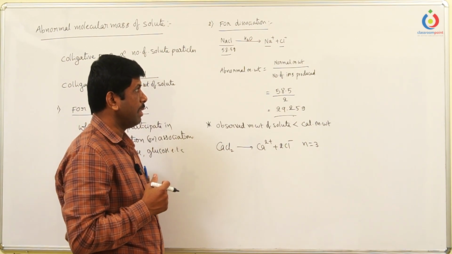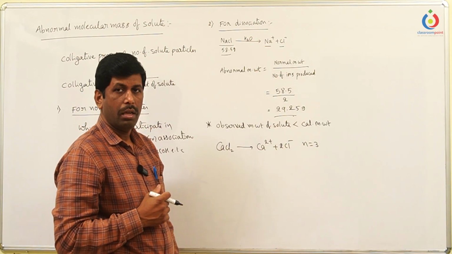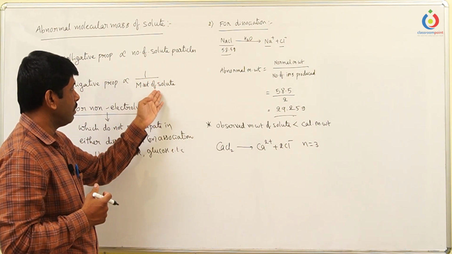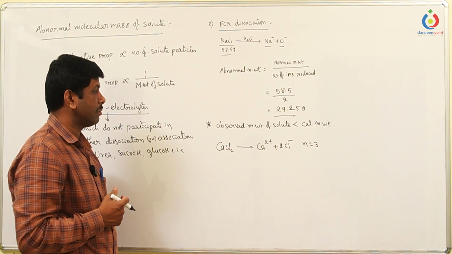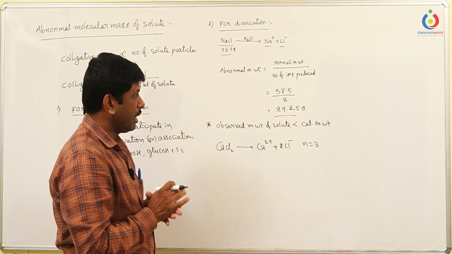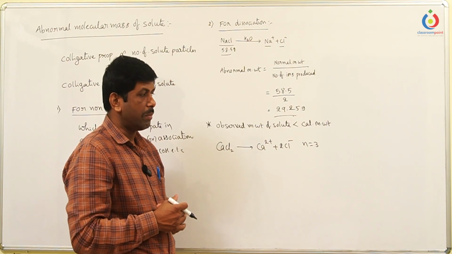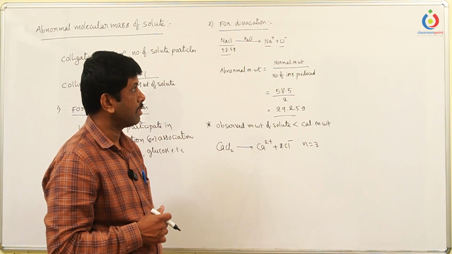Why is this happening? We know that the molecules are participating in the dissociation process, so the number of particles increases, which eventually gives a different molecular mass. So we are not getting the exact molecular mass, we are getting a different molecular mass. That different molecular mass is known as the abnormal molecular mass.